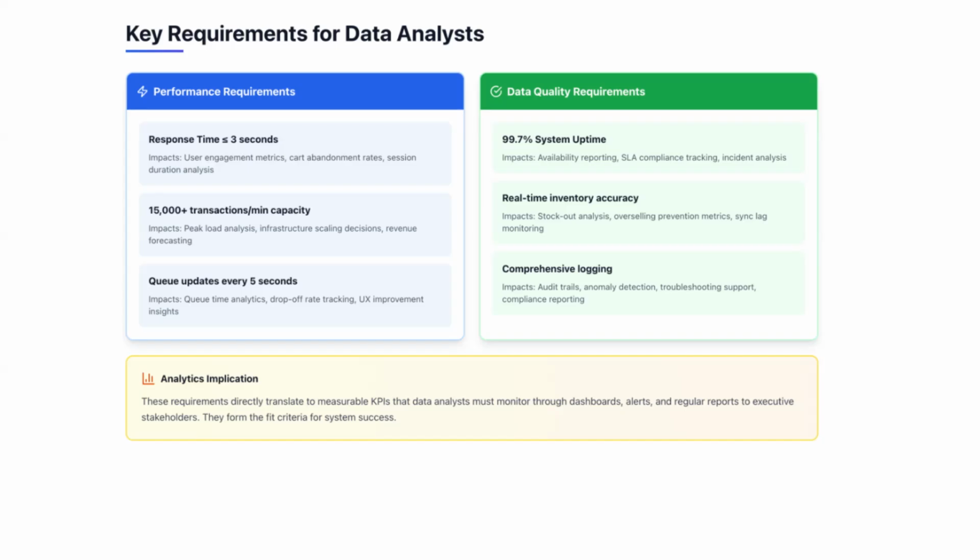Key requirements for a data analyst include performance and data quality. For performance, response times under 3 seconds, handling 15,000 transactions per minute, and queue updates every 5 seconds. For data quality, 99.7% uptime, real-time inventory accuracy, and comprehensive logging. These translate to KPIs we monitor through dashboards.